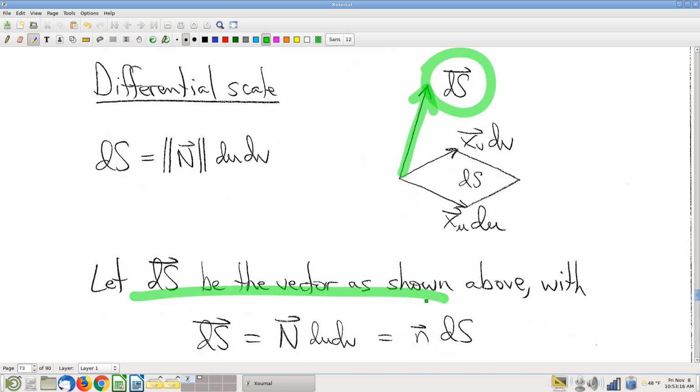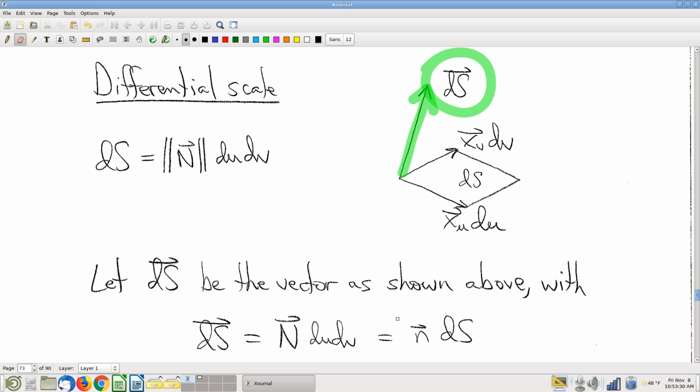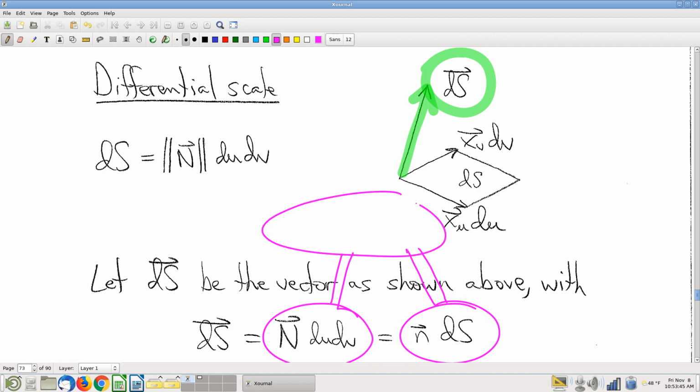dS, as shown above, it's these two things, which now I owe you an explanation. If I'm going to define something to be two things, two different formulas, those had better be the same, right? So let me try to argue now why it is that these two things are the same. Let's see, let me do this with the pencil. Why is this equal to this? The reason why is because they're both equal to the same thing, and here's what they are both equal to. They're both equal to little n times the magnitude of capital N times du dv.